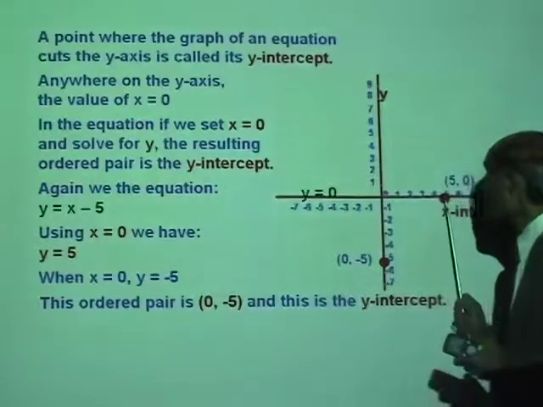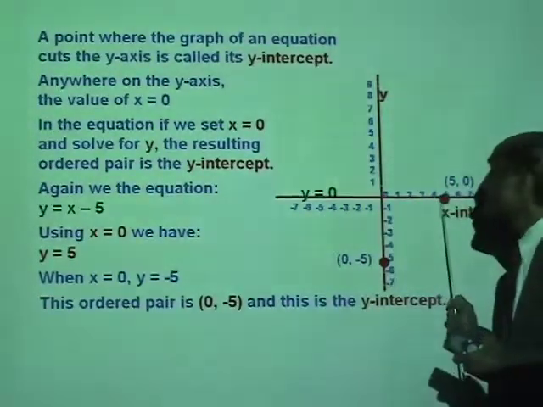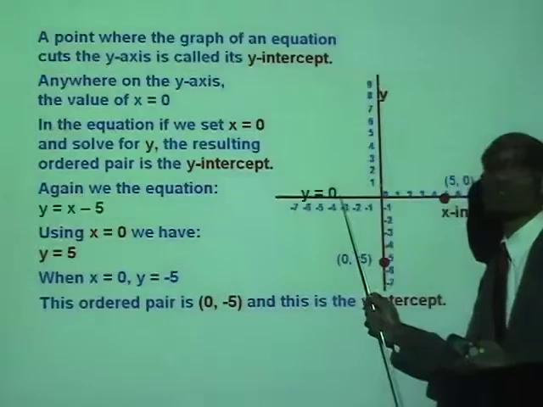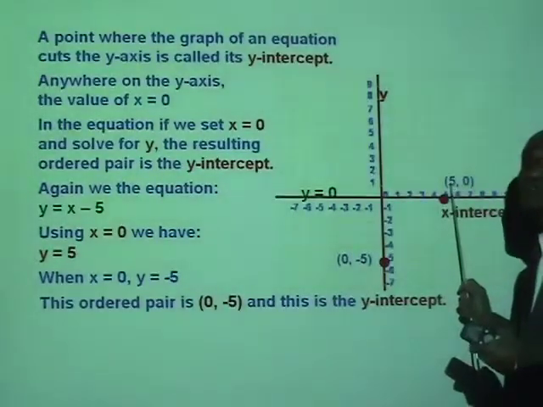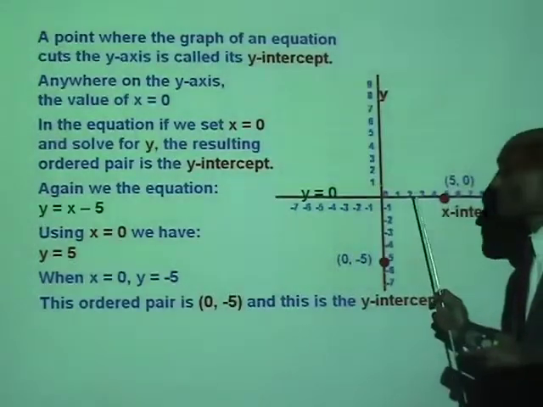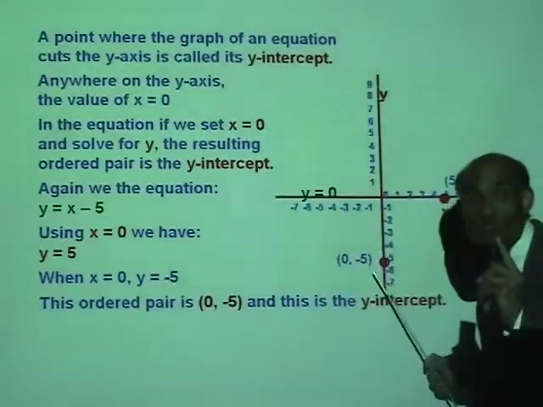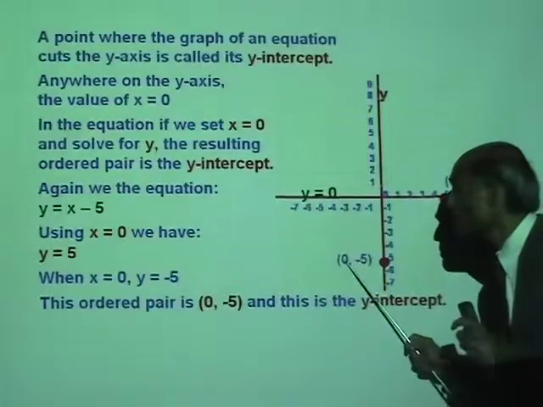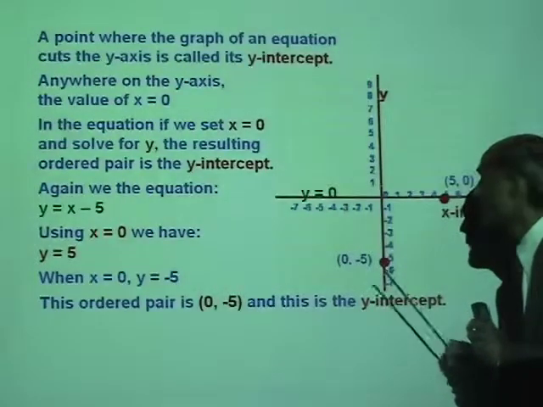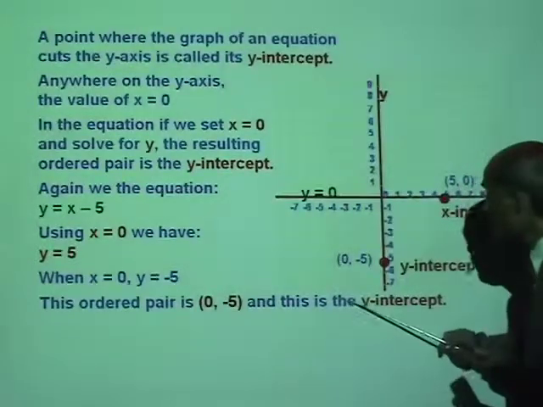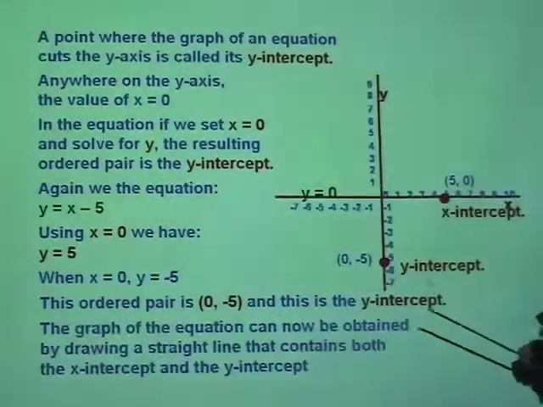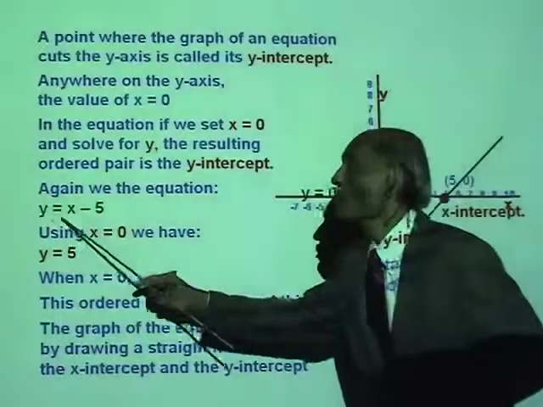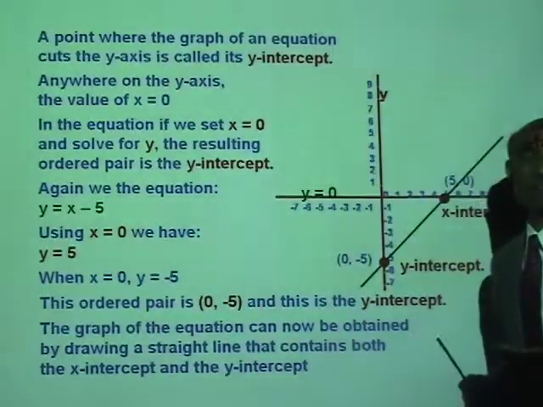What did we do? We first obtained the x-intercept by setting y equal to 0. Anywhere on the x-axis, y equal to 0. And we got the ordered pair x equal to 5, y equal to 0. Then we set x equal to 0 in the equation. Anywhere on the y-axis, x equal to 0. When x equal to 0, y equal to -5, that is the y-intercept. And we can now draw the graph of this equation by joining the 2 points, and this is the graph of the equation y equal to x minus 5.